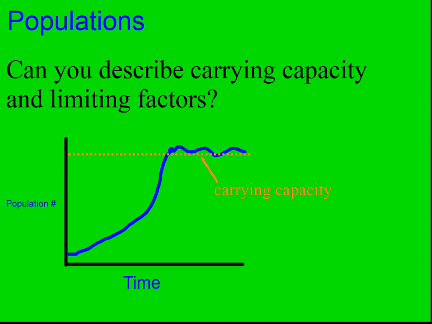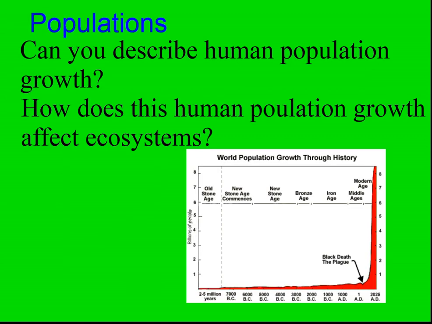Can you describe human population growth? This looks pretty exponential to me, kind of scary. We're over 7 billion people at this point. We learned a lot about humans' impacts on the ecosystem. This video will be going more into that. The more people you have, the more you have these human impacts on ecosystems.